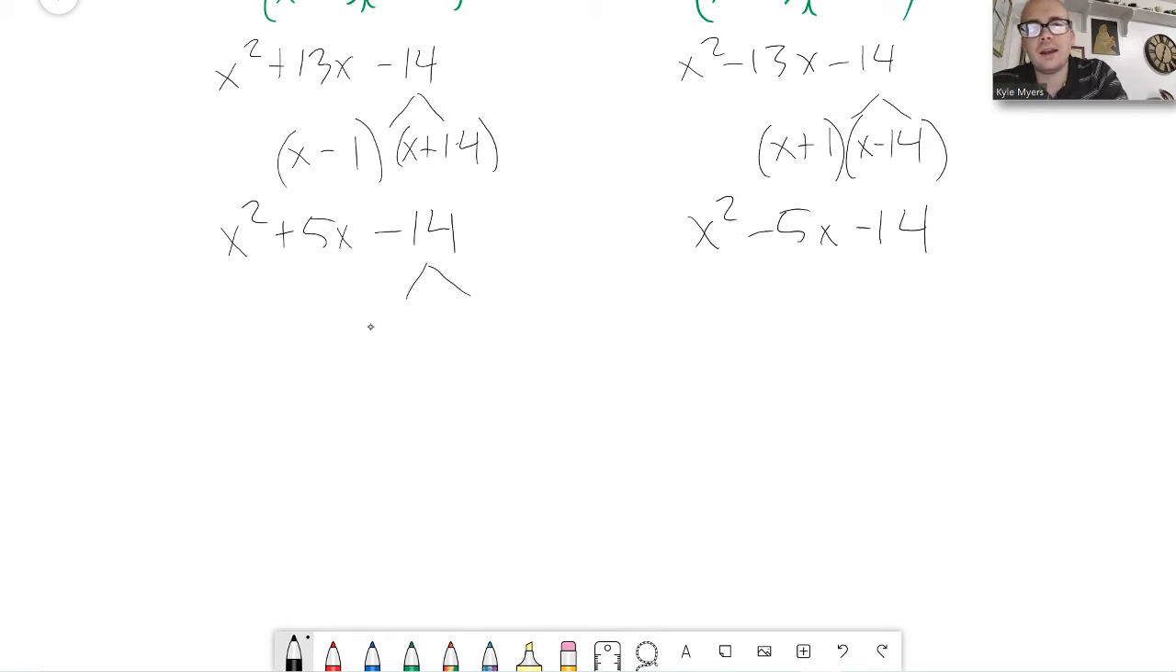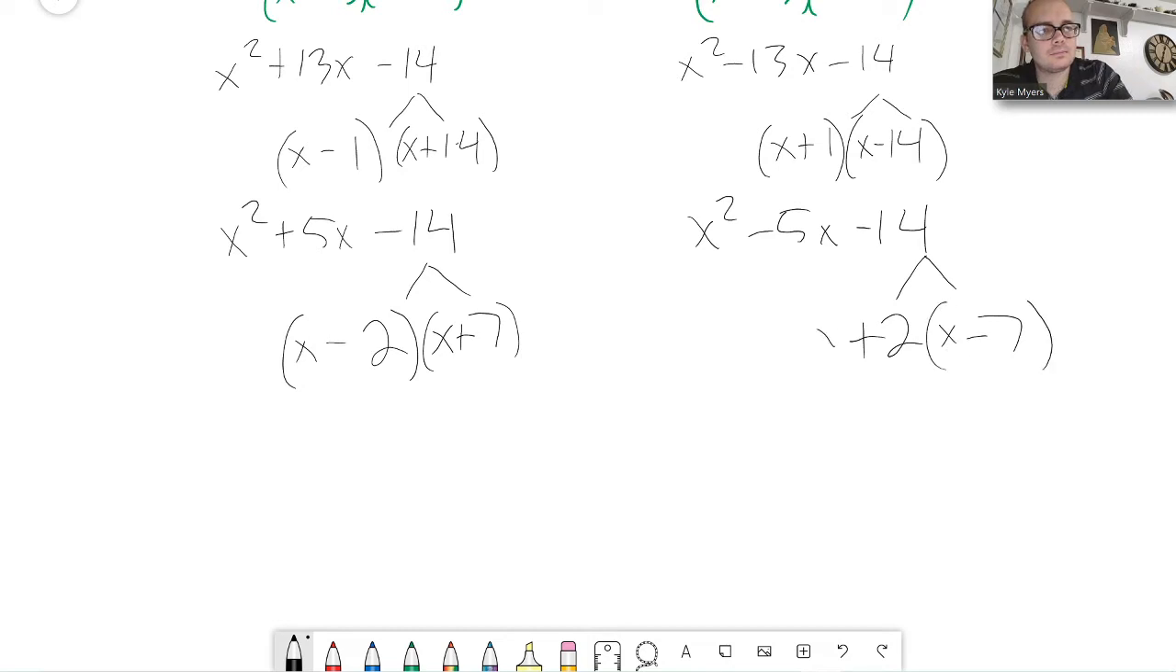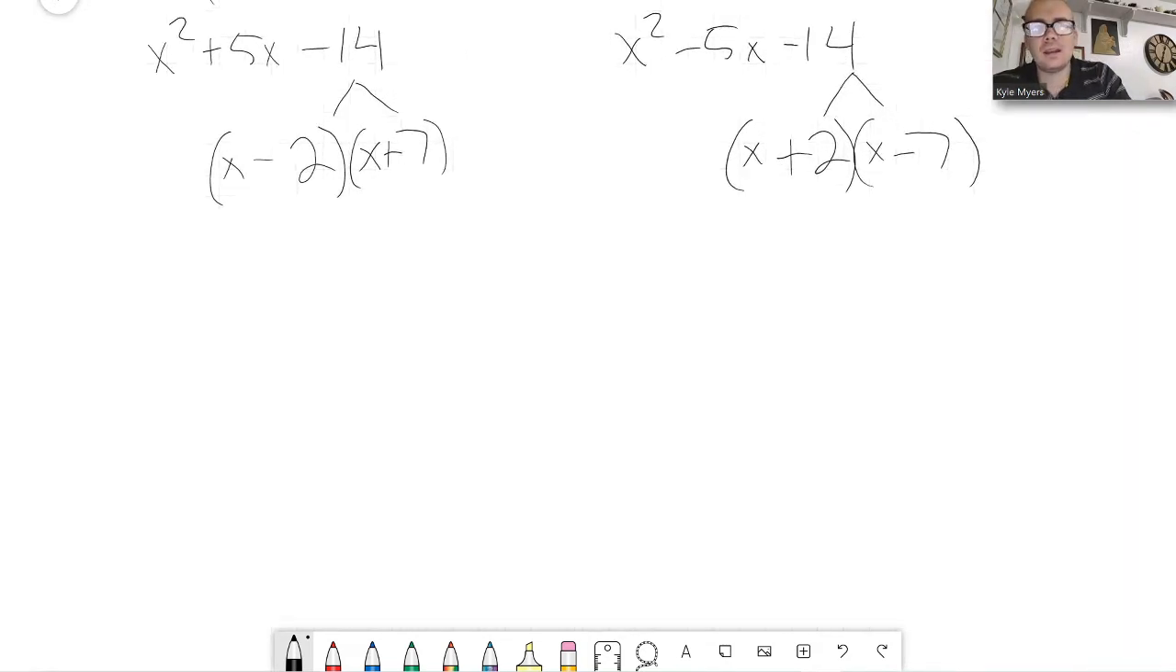Multiply it out. I have 2 and 7. This one needs to be a minus plus. This one needs to be a plus minus. Alright, and I think that's about it for 14, because 14 does not divide by 3 or 4 or 5 or 6. So we're done there.